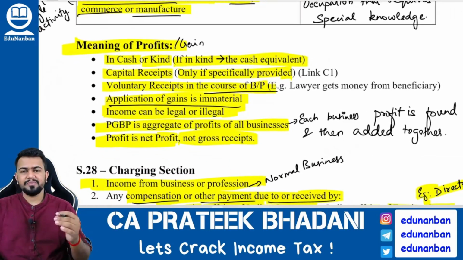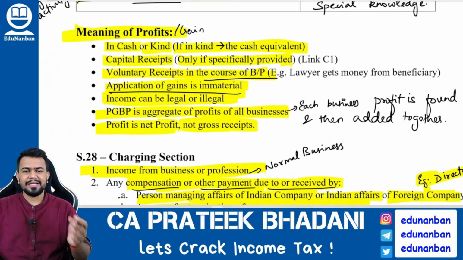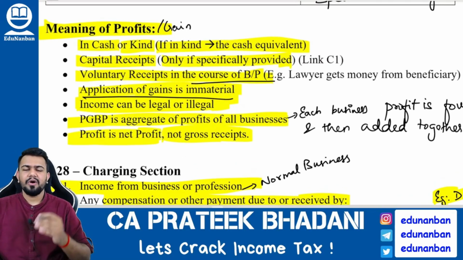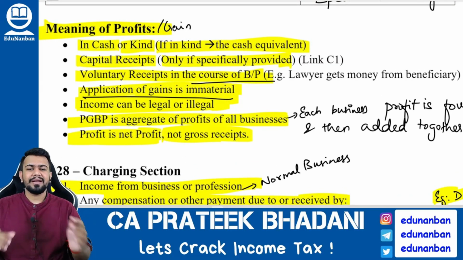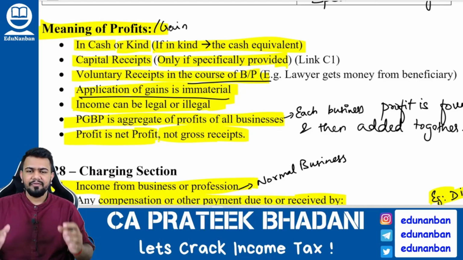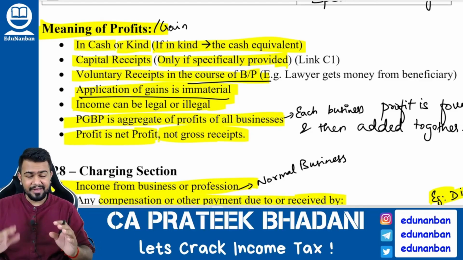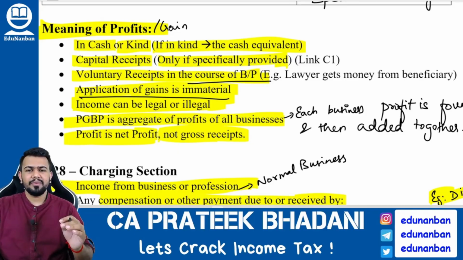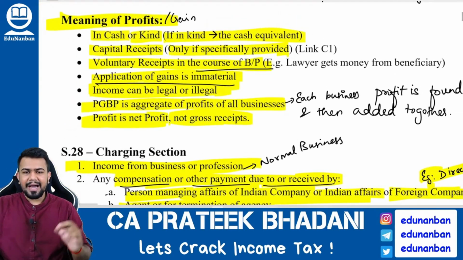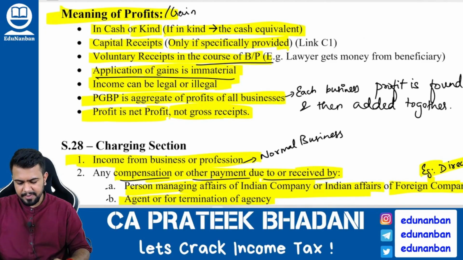Now let us see what is the meaning of profit or gain as per PGBP chapter. Number 1, profit can be in cash also, or it can be in kind also. Both are considered as PGBP. So if at all I receive a profit in kind, then I should take the cash value of that kind. For example, if a client has given me a laptop worth rupees 1 lakh as my fees, then my profit is going to be how much? 1 lakh rupees. Okay. Next, capital receipts are taxable under PGBP only if it is specifically provided under PGBP chapter.